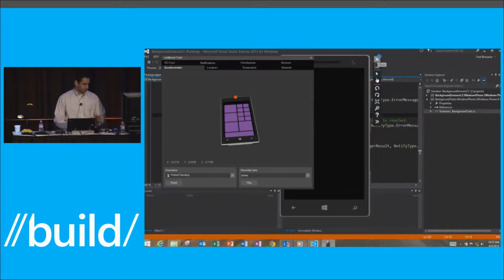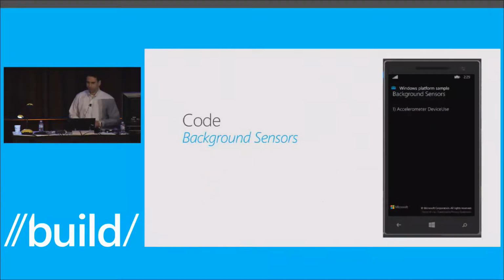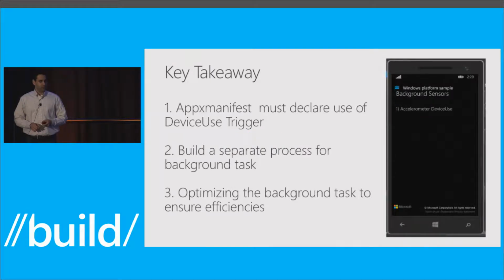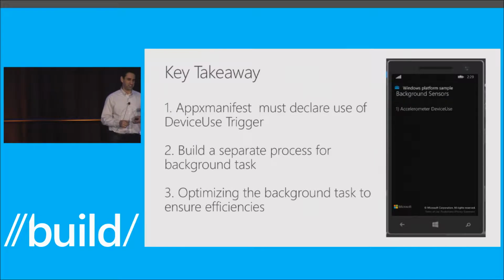All right, so let me just switch back. So in terms of the code, we actually walked through the background sensors one. Just as a key takeaway, the stuff that we paid attention to over here was number one, make sure that you declare it in the app manifest. If you don't, it'll be hard to debug why it isn't working, and I've faced this problem myself, so I want to share that knowledge with you.